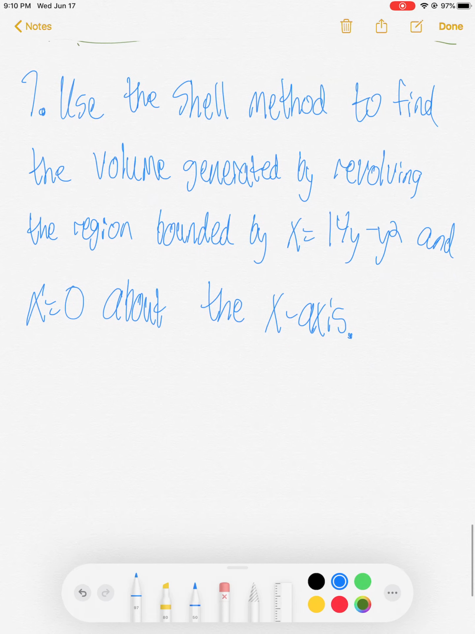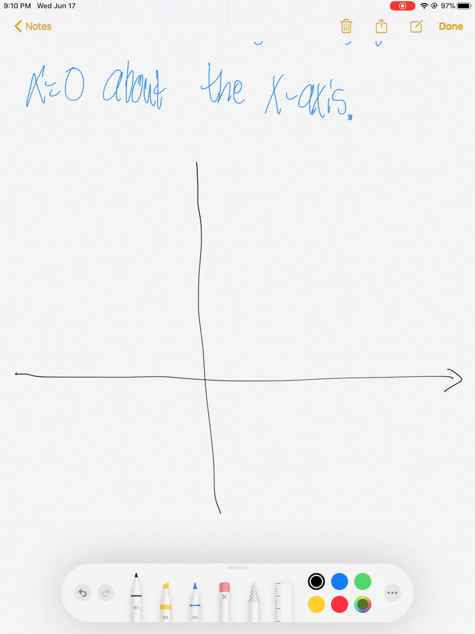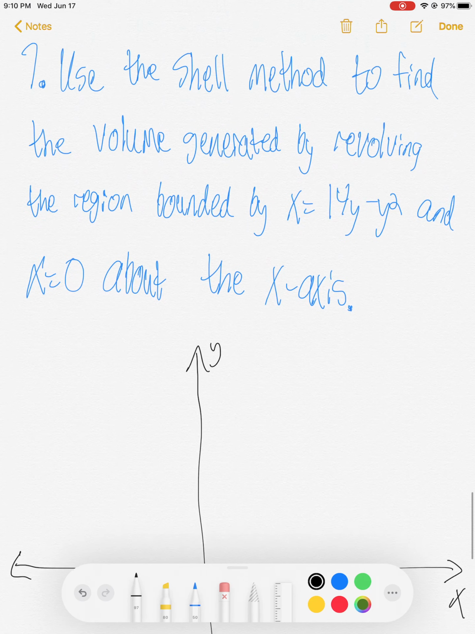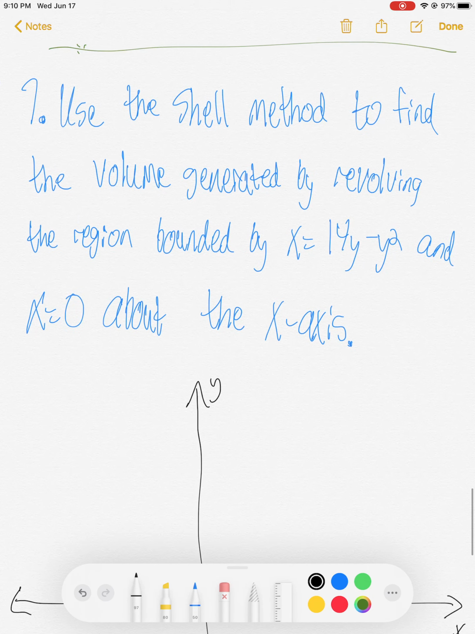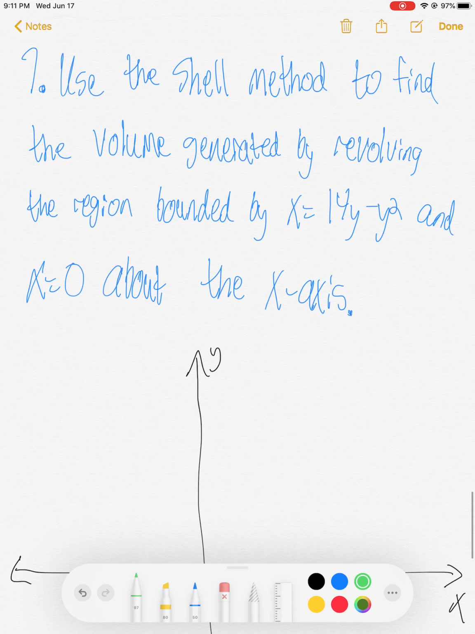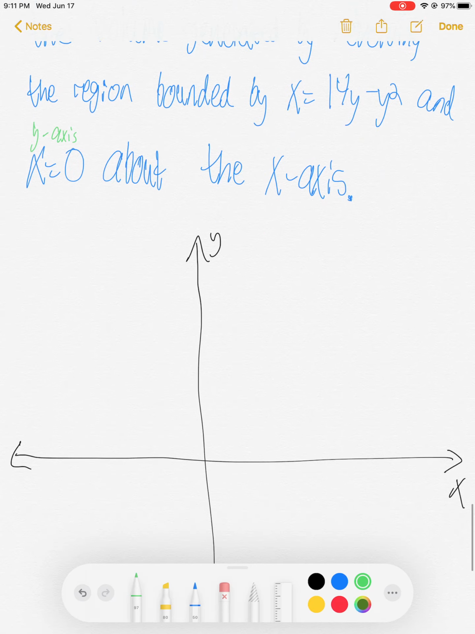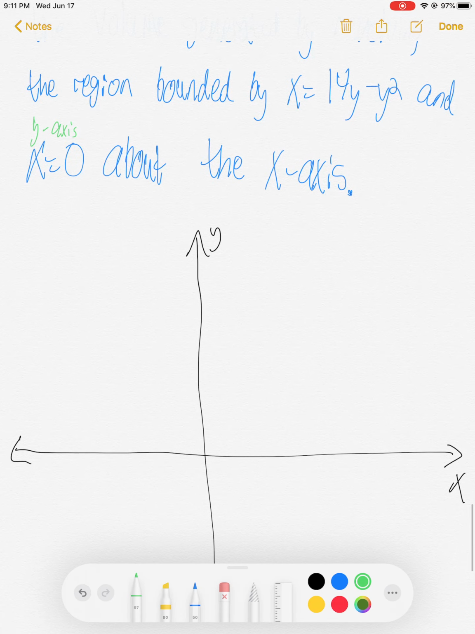All right. They do not give us a picture this time, but that's okay. That gives us the creative liberty to sketch our own picture and write our own history. Let's get going. Okay, so my curves, the region bounded by, well, x equals 0. Let's start here because this is just the y-axis again. So let's go ahead and sketch 14y minus y squared.